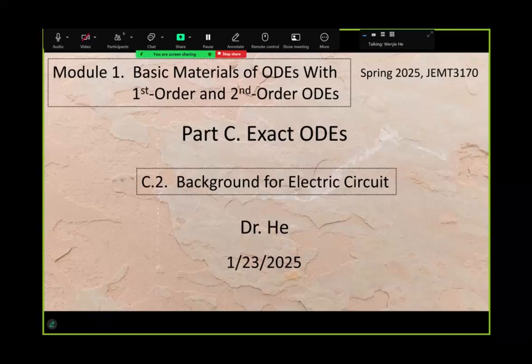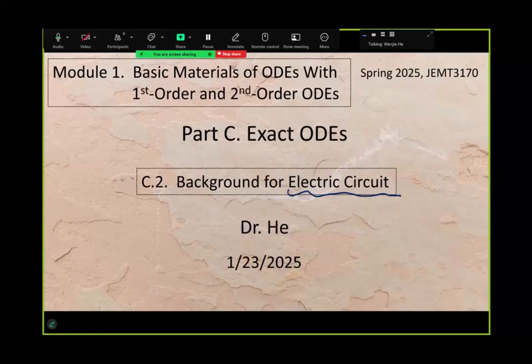So today I want to cover another important topic. It's called an electric circuit. For this topic, first, we need to review the basic knowledge. Second, to solve the problems, so the word problems related to electric circuit.